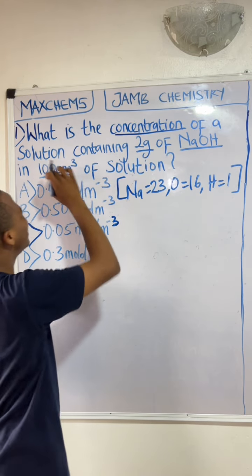Now, the question is, what is the formula for concentration? The formula for concentration, in moles per dm³, is mole over volume. This is the formula we are going to use to solve this question.